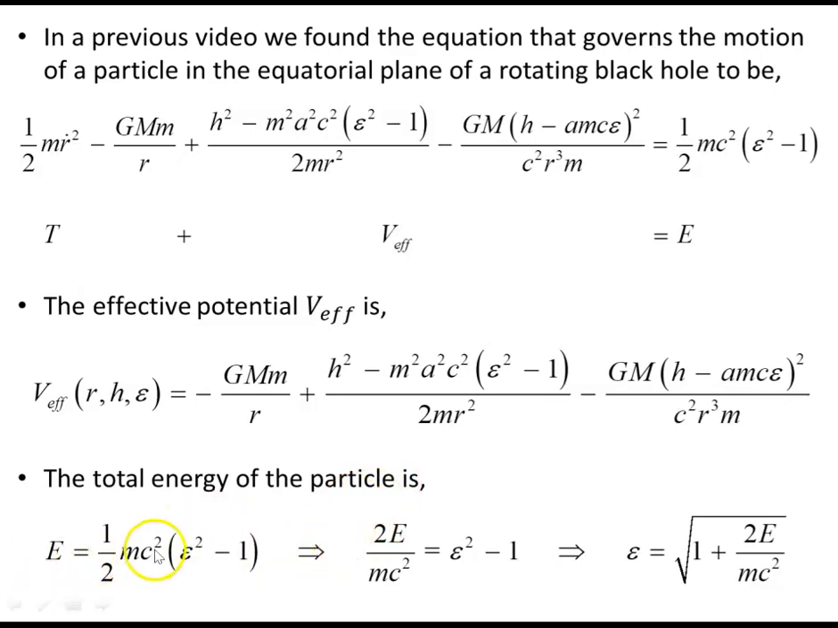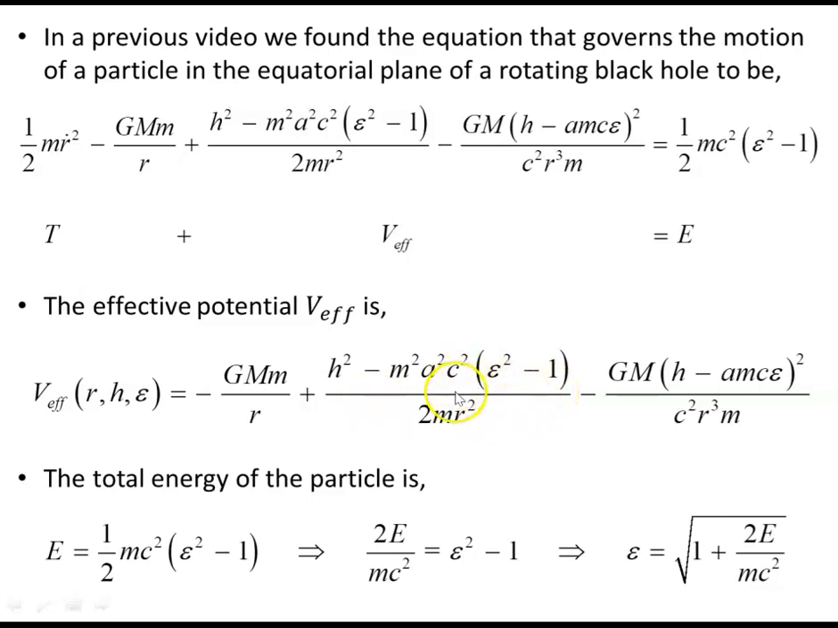So we can rearrange this. We're going to need to rearrange this because I want to solve for epsilon to substitute in here. And we're going to alter this slightly before we get to the Mathematica notebook. So we've got 2E on m c squared is epsilon squared minus 1. And epsilon becomes this object here. What we're going to do is substitute that into this effective potential term here, and then we'll use that new effective potential in the notebook itself.